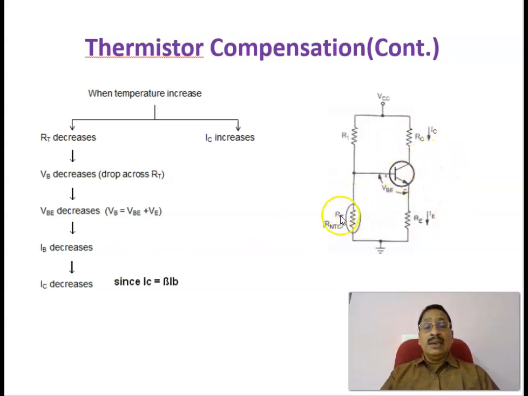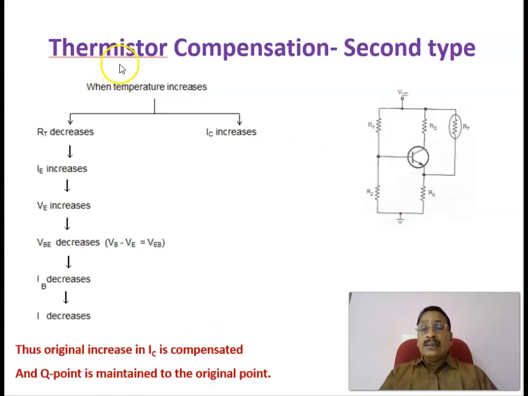That is by connecting a thermistor in this fashion, between the base terminal and ground, like this. This is the first method of using a thermistor for the compensation. Previously, we connected it between base and ground. In this case, we are connecting the thermistor between VCC and the emitter terminal.